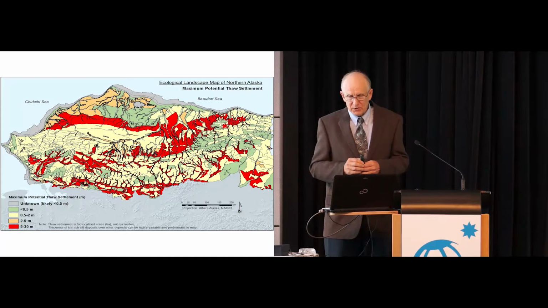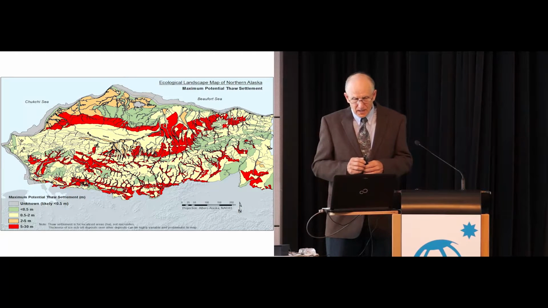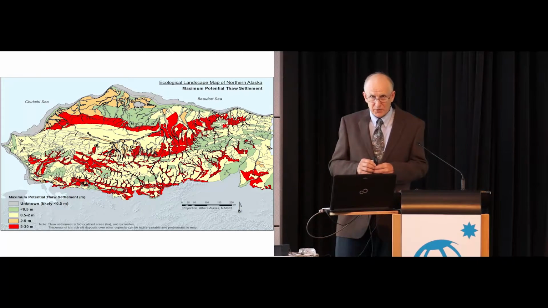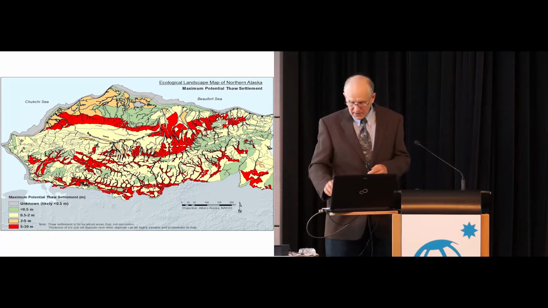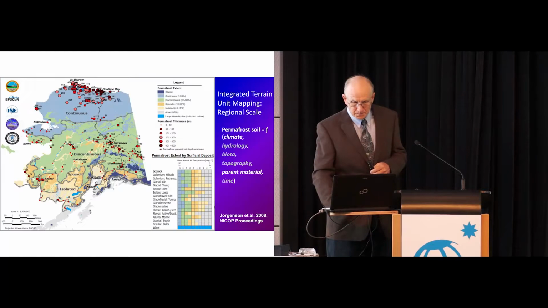It's maximum potential thaw settlement, where we have sand dune deposits and the sand sheet on the coastal plain, where our potential thaw settlement within the top 5 meters is relatively low, less than half a meter. Or on the other extreme, in loess deposits or in glacial deposits with buried glacial ice, the potential thaw settlement can be 5 to 30 meters. And so we can relate these field measurements to these map units.